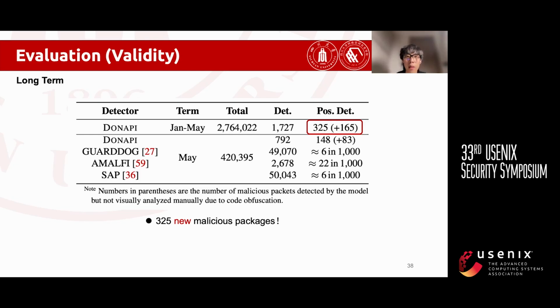and 155 obfuscated suspicious packages that could not be identified as malicious. This proves DONAPI still has detection capability in real environments.